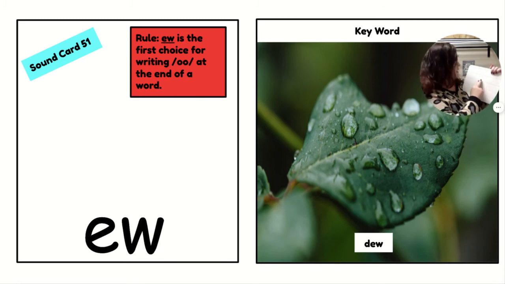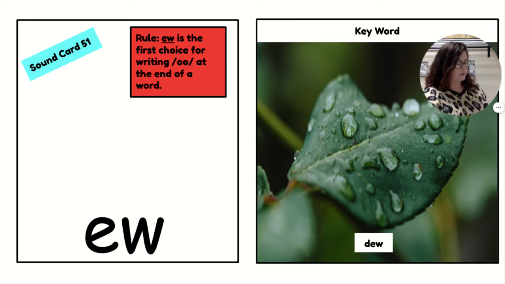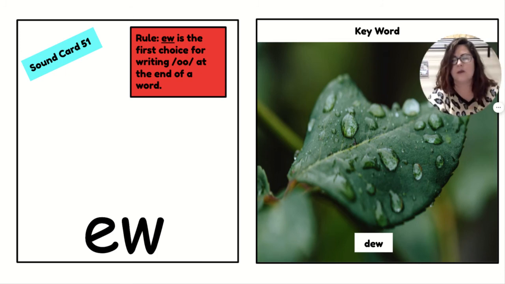So let's trace it 3 times. EW, oo at the end of a word. Once again, the key word is do. Now I want you to write EW, oo on the small lines in the Introduce New Material section under the number 5.